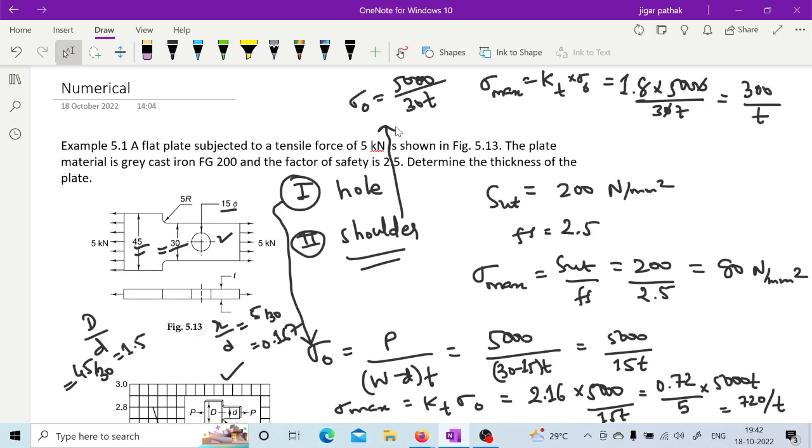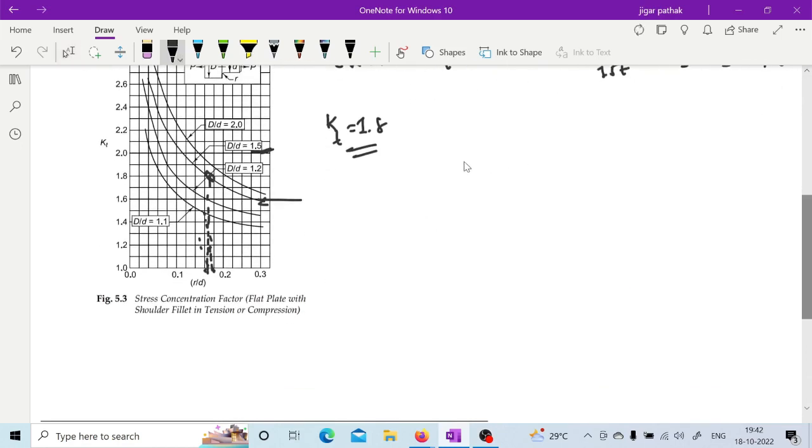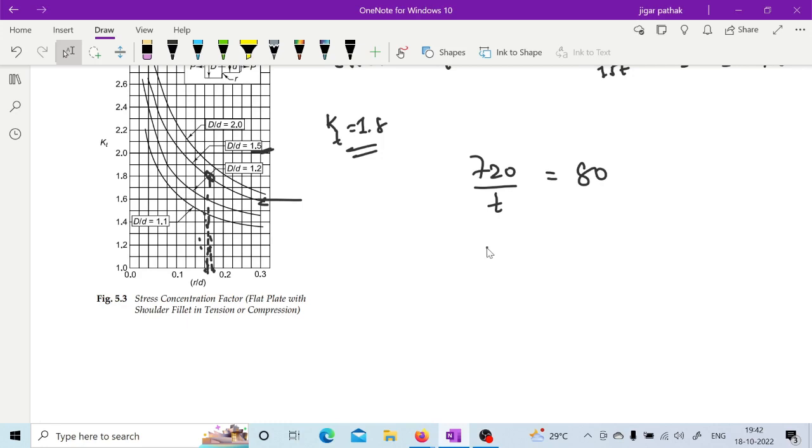Which stress is maximum among these two? That is 720 by t. So that 720 by t is maximum. It will then be compared to the permissible stress which we have calculated. So t will be 9 mm. Is it clear? Okay.